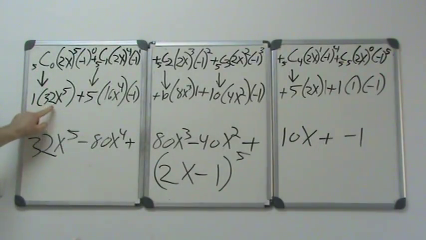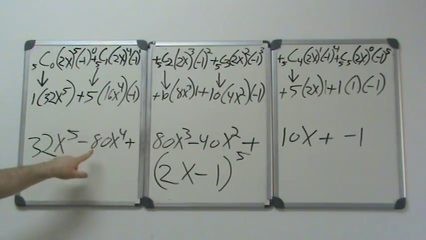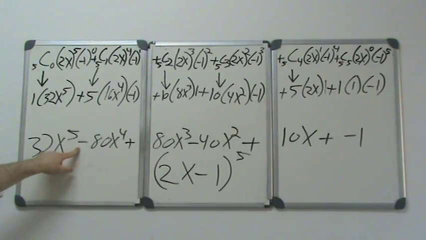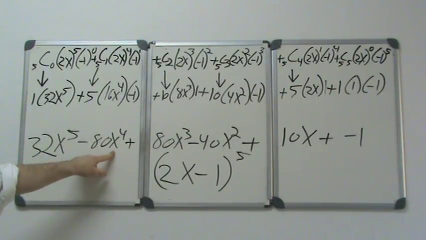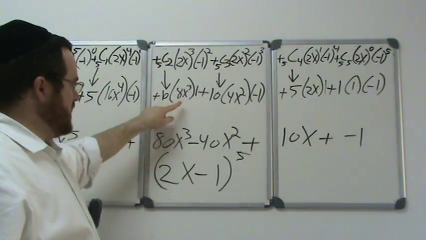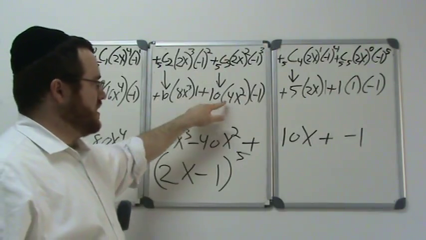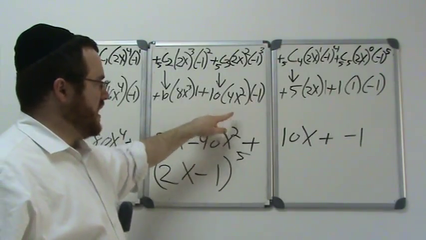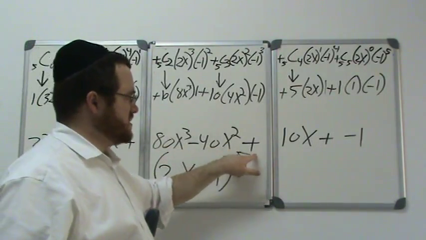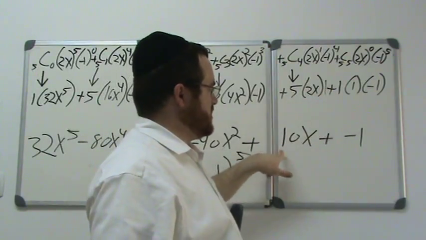1 times 32x to the 5th power is 32x to the 5th power. 5 times 16 is 80. Times x to the 4th power times negative 1 is negative 80x to the 4th power. And 10 times 8 is 80 times x to the 3rd power. Times 1 is just 80x to the 3rd power. 10 times 4 is 40x squared times negative 1 is negative 40x squared, plus 5 times 2 is 10. X times 1 is just 10x.